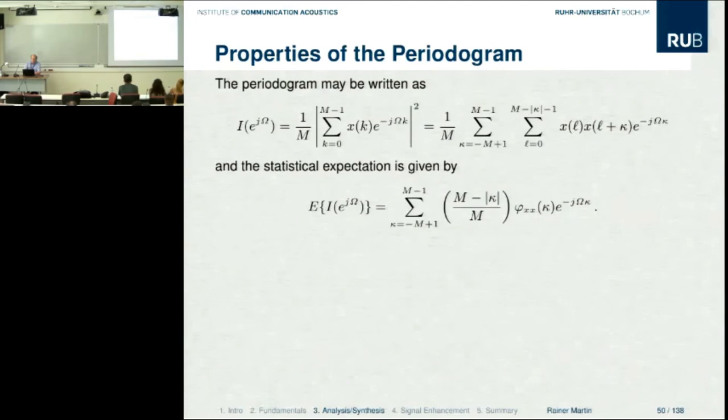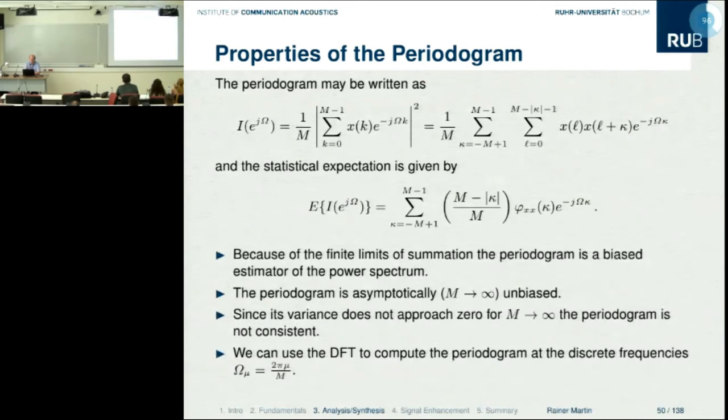Okay, so this is a periodogram, and the properties essentially are derived by taking, again, the statistical expectation of our periodogram. This is just some other way to write the periodogram. That's not so important here. Important is that if you take the statistical expectation of the periodogram, then essentially you find that it's a Fourier transform of the autocorrelation function, as it should be, but the autocorrelation function is tapered before you do the Fourier transform, and that means you get some bias in your periodogram.